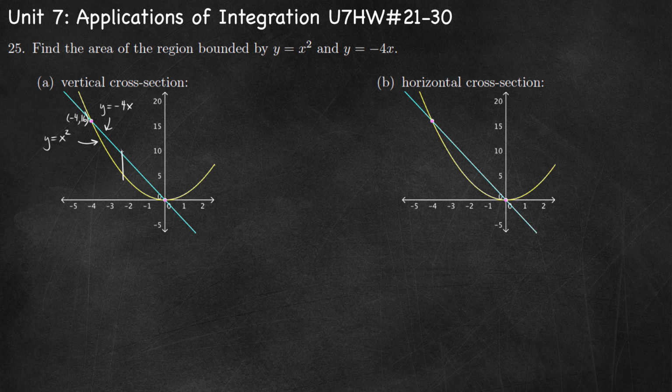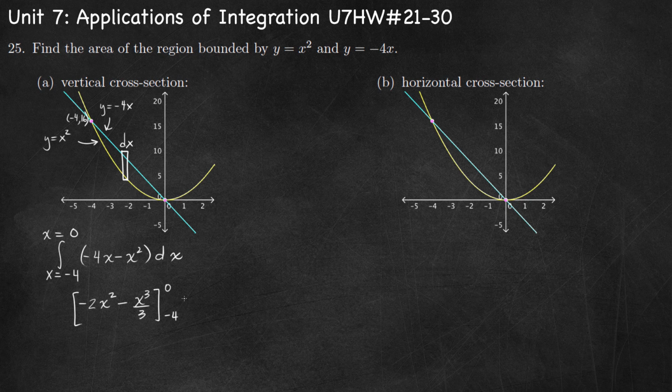So vertical cross section, draw my vertical rectangle. So this one is a dx problem. My integral goes from x equals -4 to x equals 0. Top minus bottom is -4x minus x squared times dx. Then we integrate using our power rule. So -4 times x squared over 2 is -2x squared minus x cubed over 3, going from -4 to 0.